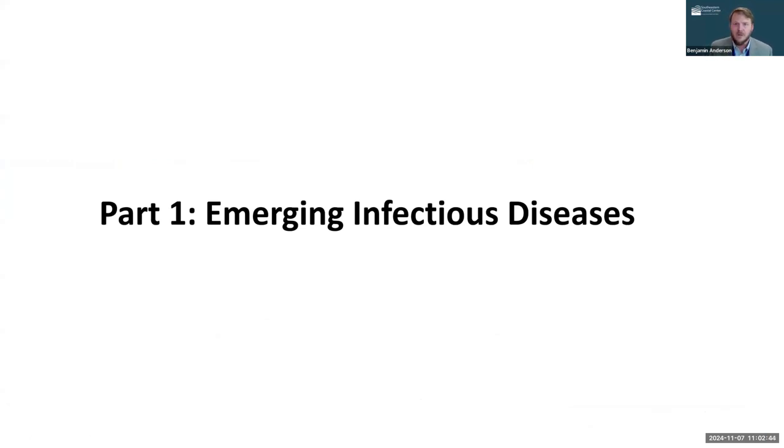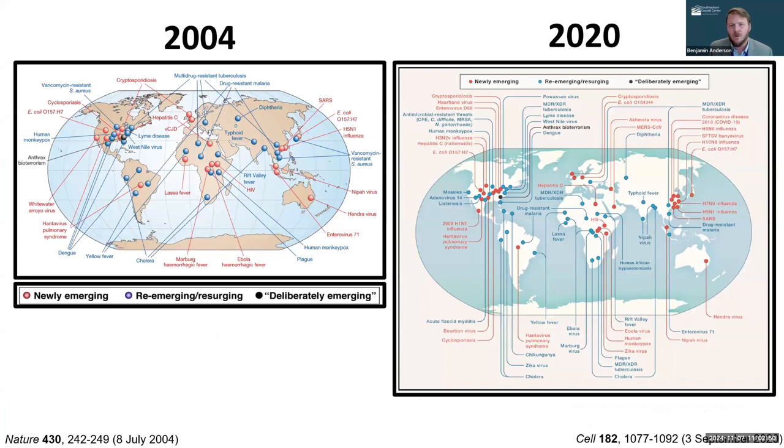So jumping right in, the first thing I want to do is talk a little bit about what emerging infectious diseases are, because H5N1 is in fact that. It is an emerging infectious disease. And when we look at these two graphics, these are graphics that have plotted, in 2004 and also then in 2020, emerging infectious diseases or re-emerging infectious diseases. And I use this slide in my classes very frequently.